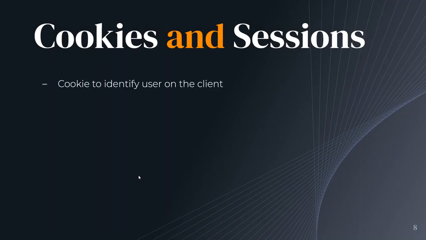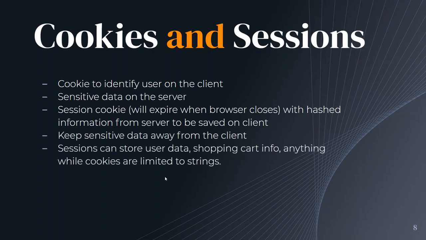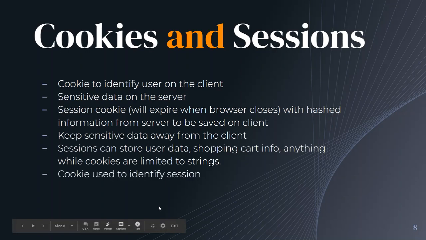So cookies and sessions, how do we use them together? Why are we talking about both of them along with authentication? Cookies are used to identify the user on the client. Sensitive data will be kept on the server. Session cookies will expire when the browser closes, with hashed information from the server to be saved on the client. We always keep sensitive data away from the client. Sessions can store user data, shopping cart info, anything, while cookies are limited to strings. Cookie used to identify session.